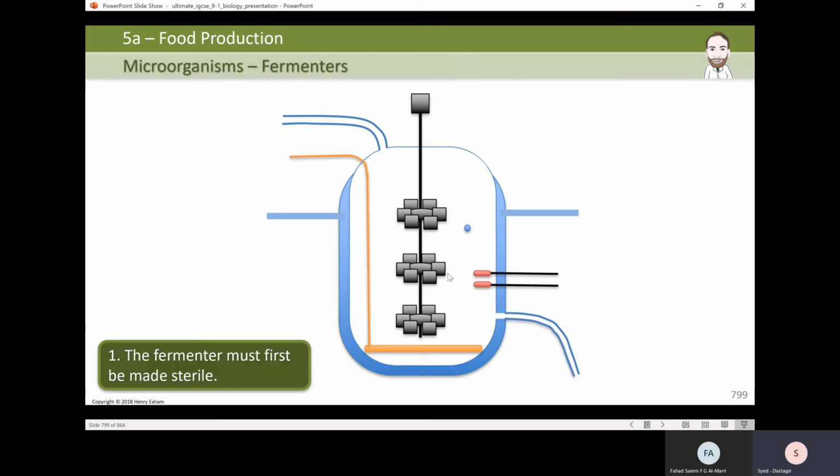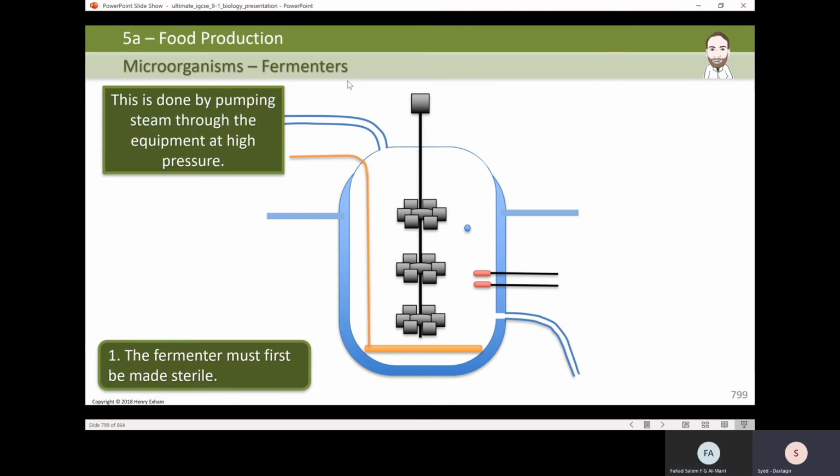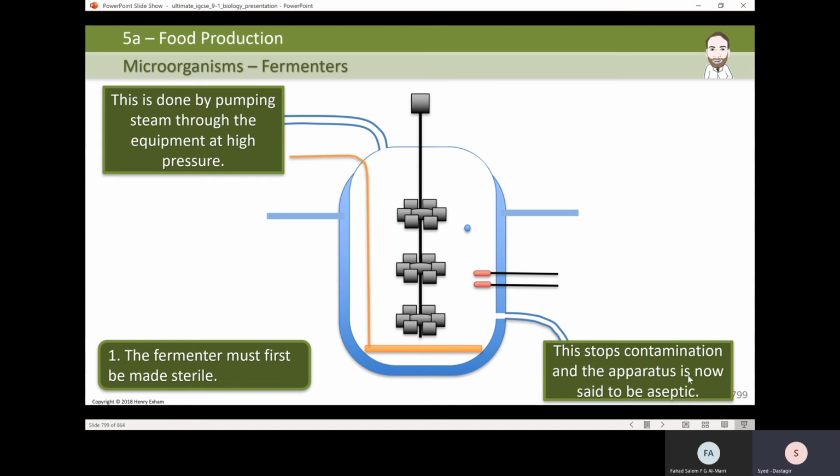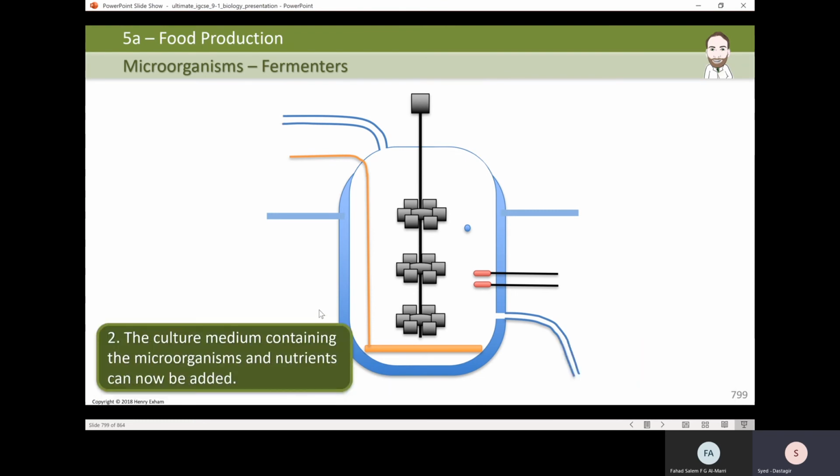So number one, the fermenter must be sterile. What does sterile mean, Fahad? Cleaned from bacteria. Yes, exactly. So we do this by pumping steam through the equipment, through here at very high pressure, through this pipe here. Steam goes through. Then this stops contamination and the apparatus is now said to be aseptic, which means completely clean, sterile.